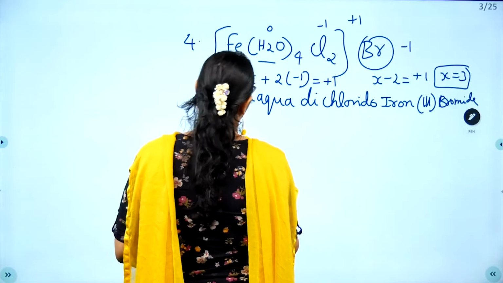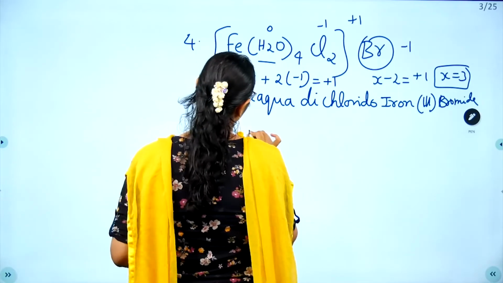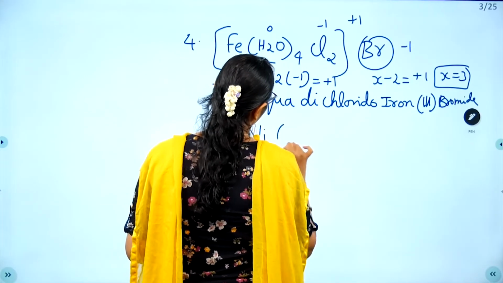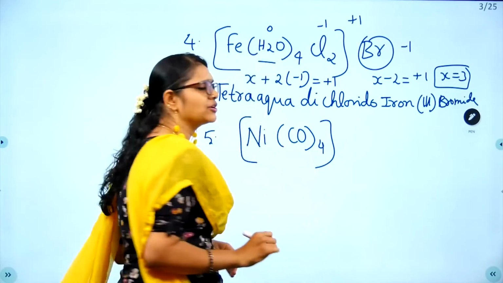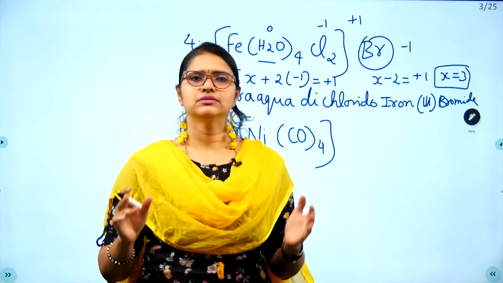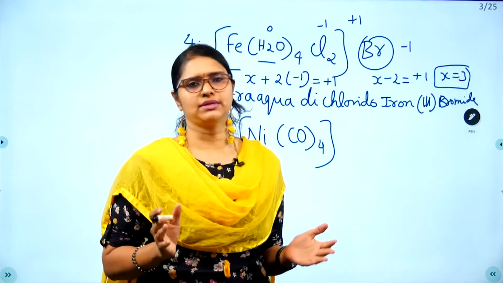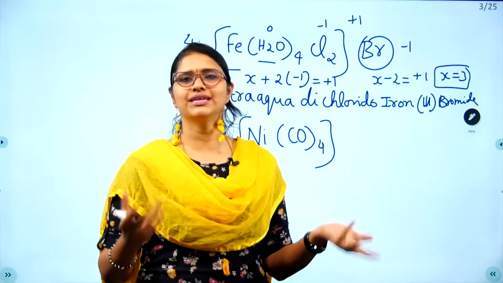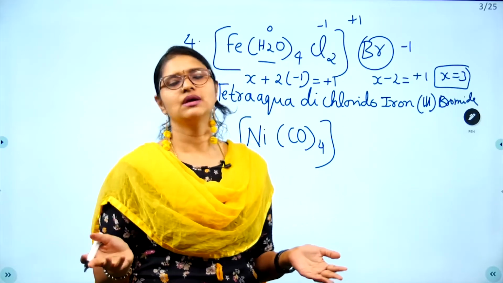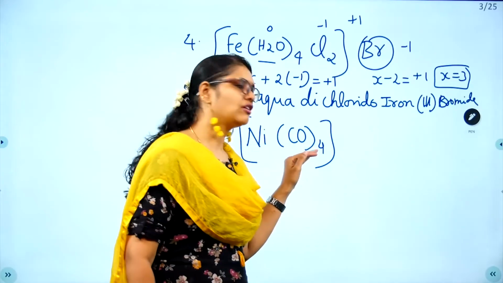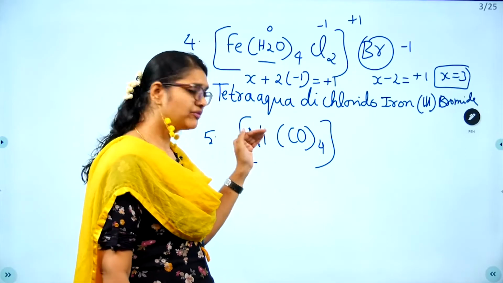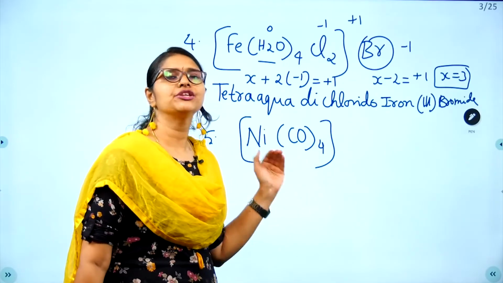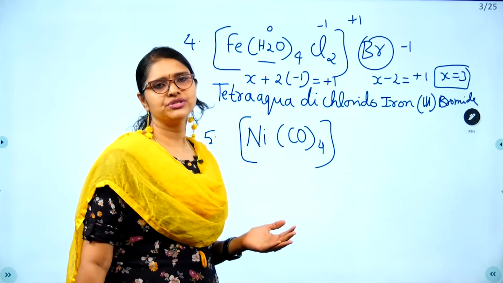Next, suppose I have Ni(CO)4. So you know there is no charge on the complex, which means it is a neutral complex. So charge on the complex is 0. Okay, it's called neutral complex. Now you know very well that carbonyl, CO means what? Carbonyl. So if it is a carbonyl and it's a neutral ligand, so its charge is 0.